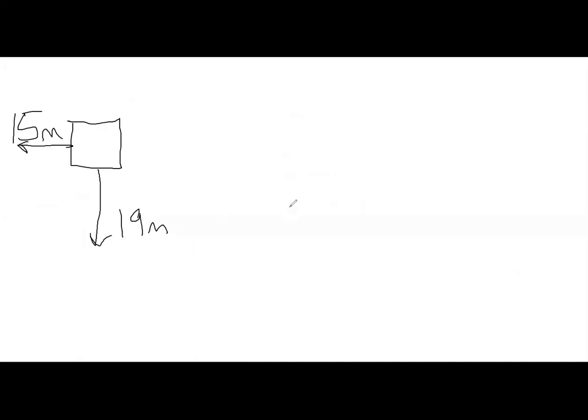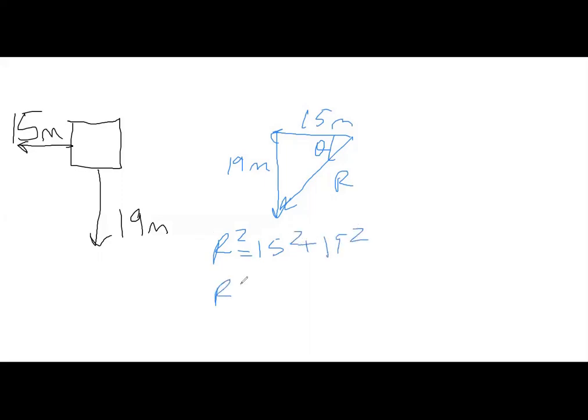And to find R, first thing I'm going to do, draw my vector triangle. Oh my goodness, it's so hard to draw downward vertical on this thing. Oh, it's so much better. I can see it's in the 3rd quadrant now. So R squared equals 15 squared plus 19 squared. I got 24.21 for R.